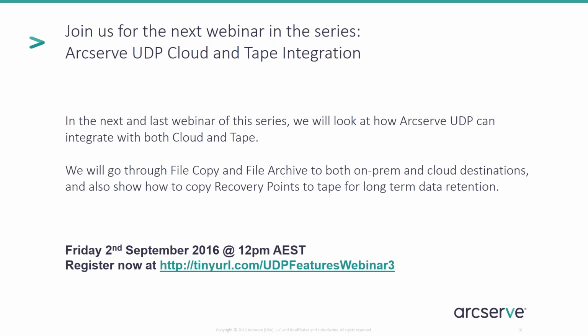We're going to take a look at how to do file copy and file archive, both to on-prem and to cloud platforms. So that includes Object Store for Amazon, Azure, and others. We'll also look at how we can do copy recovery points to tape if you need long-term retention or for compliance purposes, how we can put our recovery points to tape.